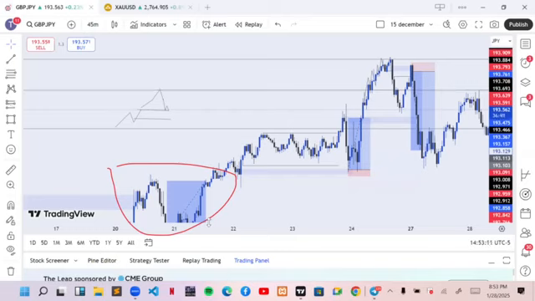But that small reaction on the higher time frame will be a lot of pips compared to what it will be on a lower time frame. Do you understand? Okay, no problem.